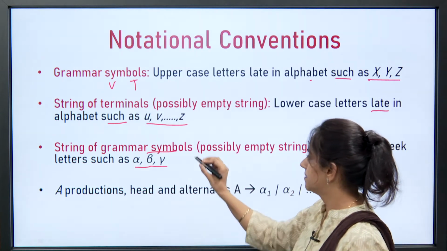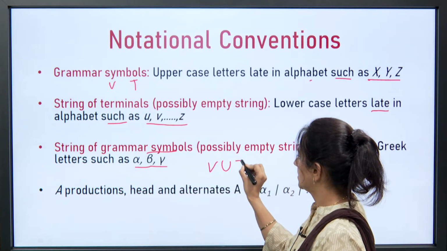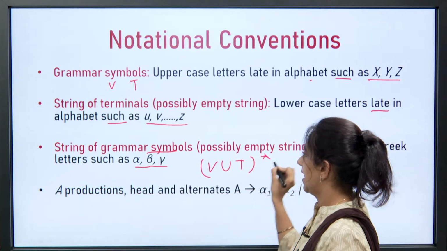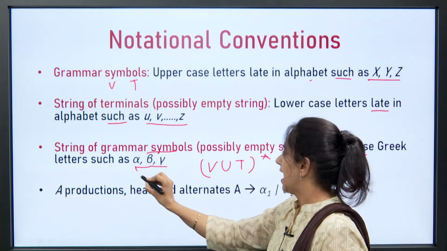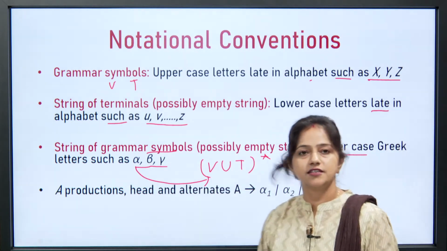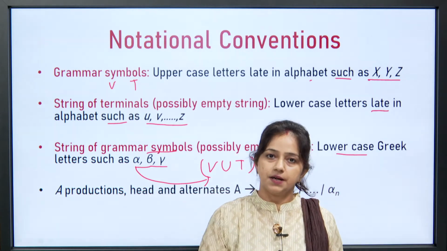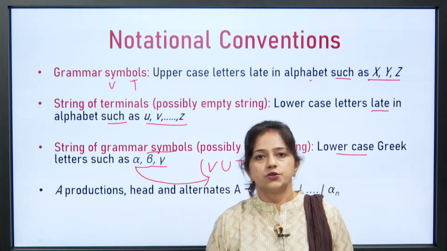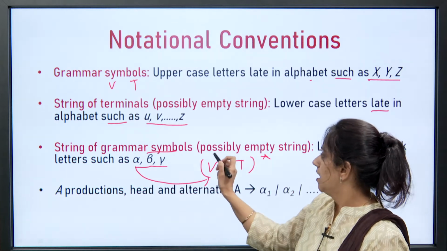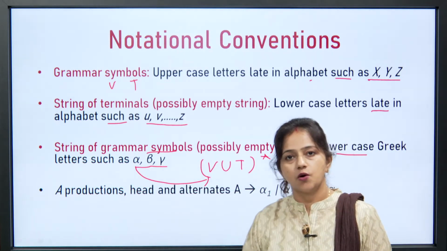A string of grammar symbols means (V union T) whole star. So, if we are having alpha, beta, gamma, alpha means this form, beta means this form, any form of terminals or non-terminals. It includes the empty string also.